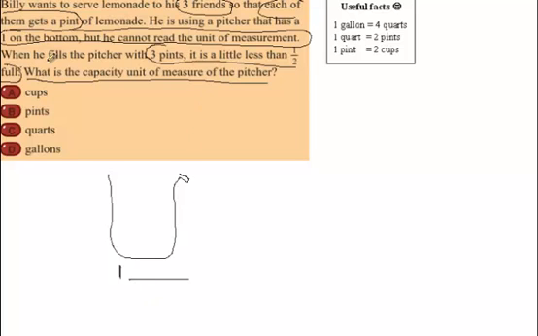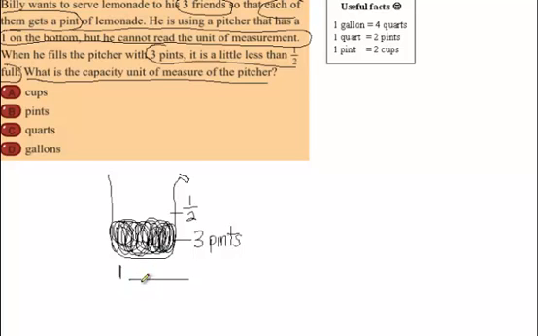Now, when he fills the pitcher with 3 pints, it is a little less than half full. Alright, so let's pretend this is half. He fills all this, and that is 3 pints of lemonade. So all we need to figure out is if he filled this up with 3 pints, is this going to be 1 cup, 1 pint, 1 quart, 1 gallon?